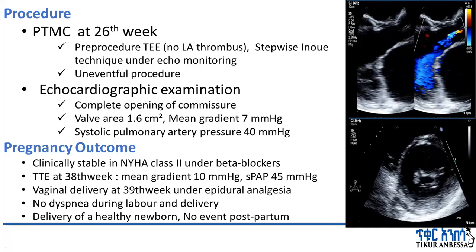Pulmonary pressure has dropped from 65 to 40, as you see. And vaginal delivery was attained at 39 weeks of pregnancy with epidural anesthesia here at the black line, and there was no dyspnea at birth. She delivered a healthy newborn.